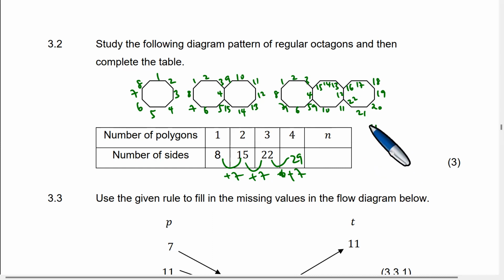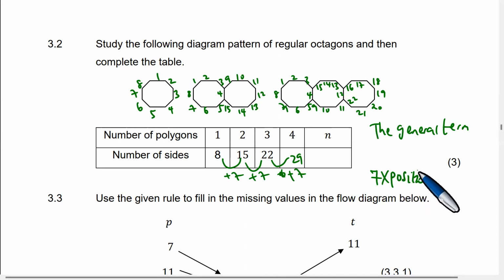Remember, how did we do the general formula yesterday? The general term. We said whatever you are adding, you put it here. Then you multiply by the position. Then you think about what you can add to get the first one. So if you do 7 times 1, what do you add to 7 to get 8? You add 1. So it means that here it's going to be 7n plus 1.